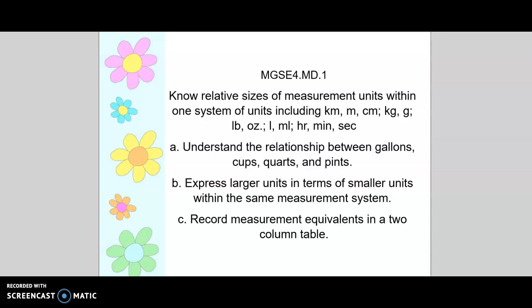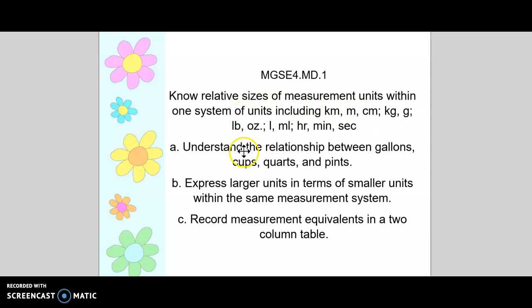To get started, let's take a look at the standard that we're going to cover this week. The standard we're going to cover is MD1, and basically we're moving on to measurement. So you can see here that we're going to talk about different types of units of measurement. We're even going to review some of the types of measurement that you talked about last year in third grade.